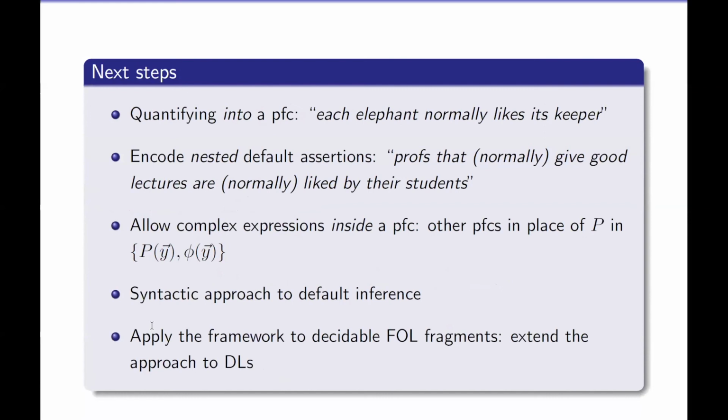For future work, then, I simply mentioned that next steps comprise quantifying into a predicate forming construct and thus obtaining expressions like each elephant normally likes its keeper, which is somewhat different from the previous. We could also encode nested default assertions, like professors that normally give good lectures are normally liked by their students. Another step would be to allow for complex expression inside a predicate forming construct, and thus make things even more expressive, but also more complex.